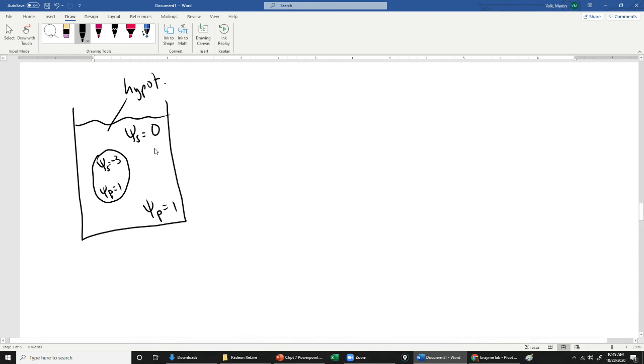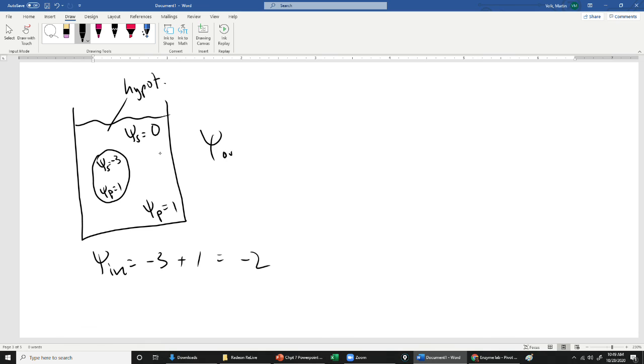Okay, so now we have to look at, okay, let's do inside. Water potential on the inside is solute potential, -3, plus pressure potential, 1, that's -2. Water potential on the outside is going to be solute potential, 0, plus 1, pressure potential is 1. 1 is greater than -2. That means out here the water potential is greater, and water is going to flow from greater water potential to lower water potential, which is -2. So it's going to flow in.